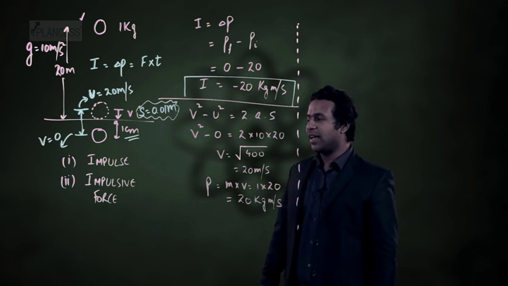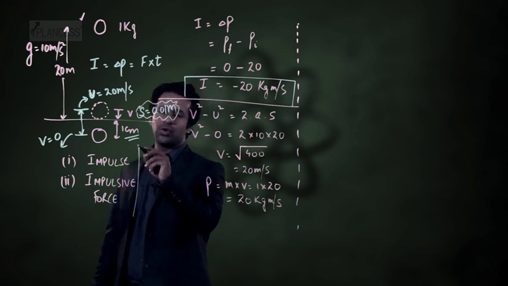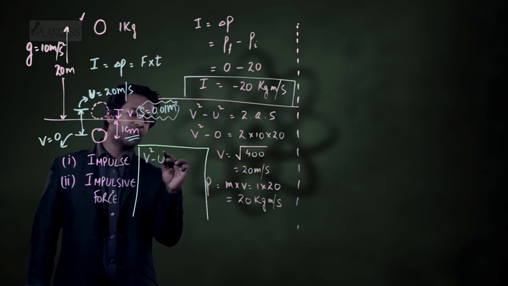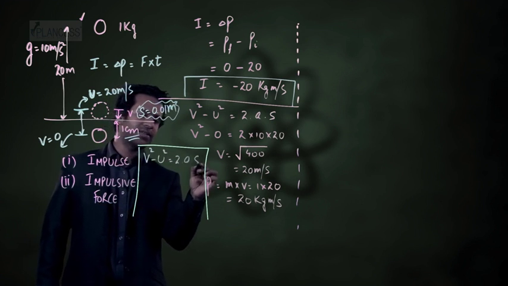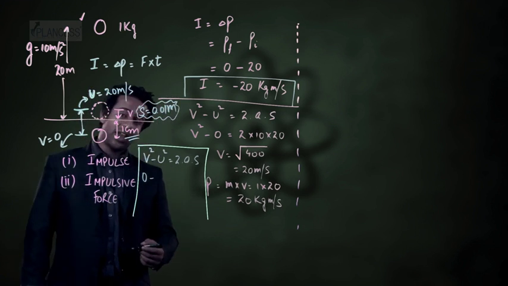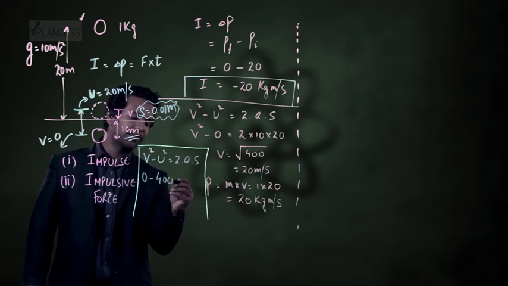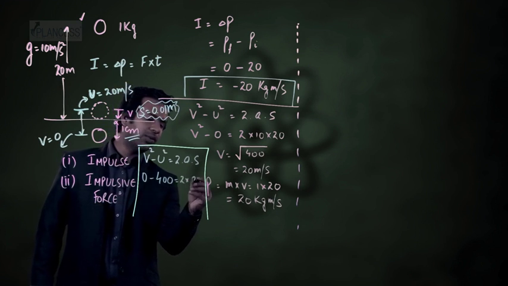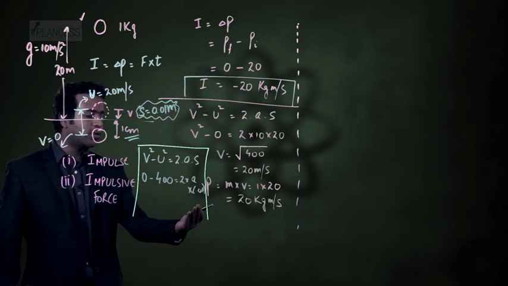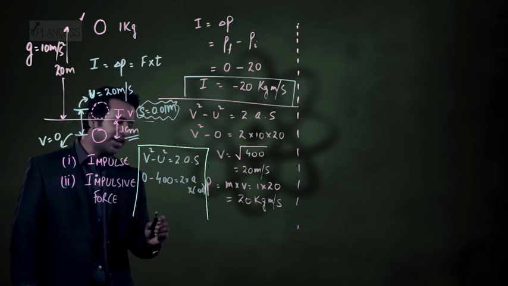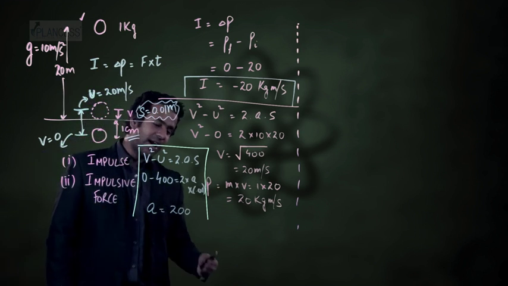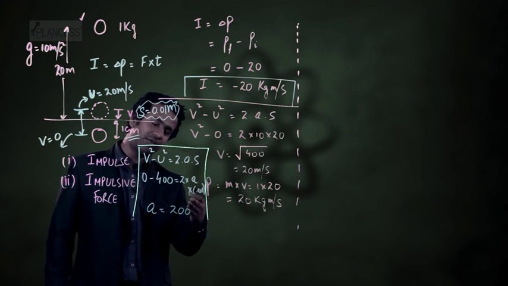So once again we can take help of the third equation of motion. So once again we have V square minus U square is equal to 2AS. V in this case is 0, U we have found was 20 and U square hence becomes 400. This is equal to 2 into A into S being 0.01. So when you take these terms on the left hand side, you see that A is equal to 200 and you would have additional 2 zeros coming from 0.01.